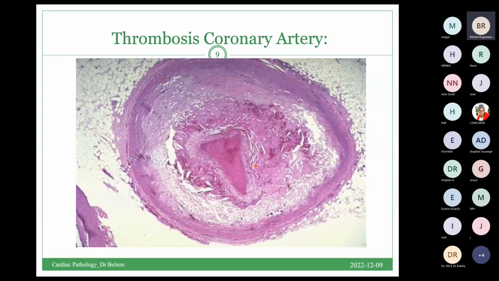For me, as I'm experienced in pathology, I can see even cholesterol clefts. The white things here look like needles. Actually, we call them cholesterol clefts or cholesterol needles.